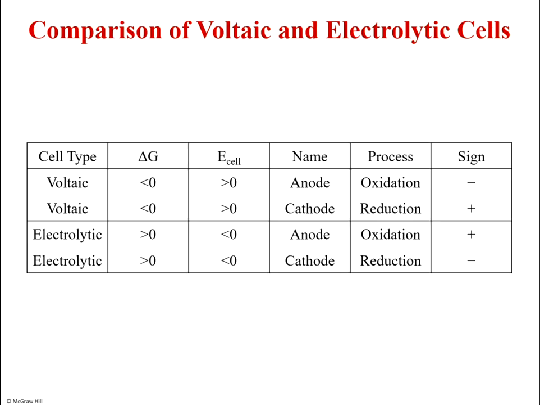In contrast, for our electrolytic cell, delta G is positive. It's non-spontaneous. So E cell then becomes negative. The anode still has oxidation, but now the anode is positively charged, while the cathode becomes negatively charged for our electrolytic cell.